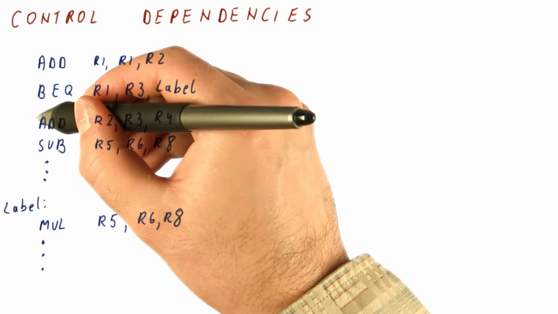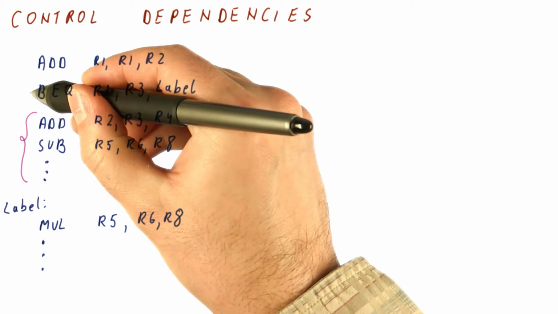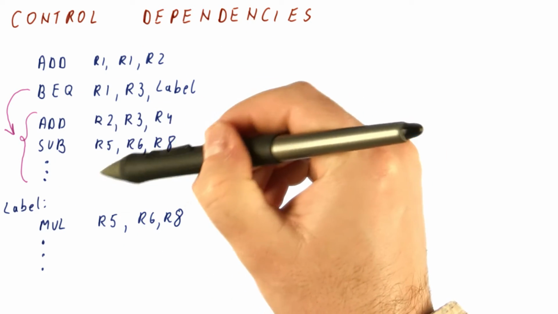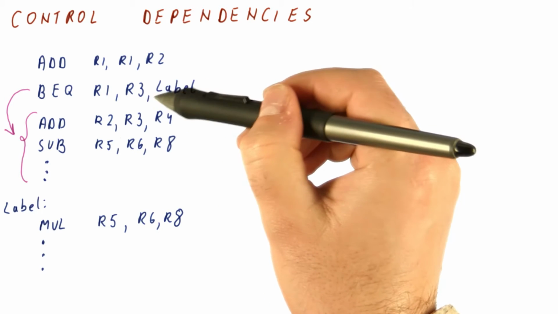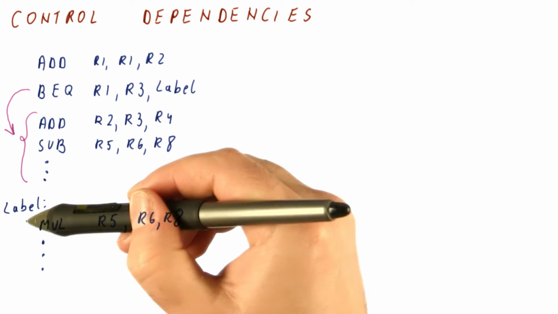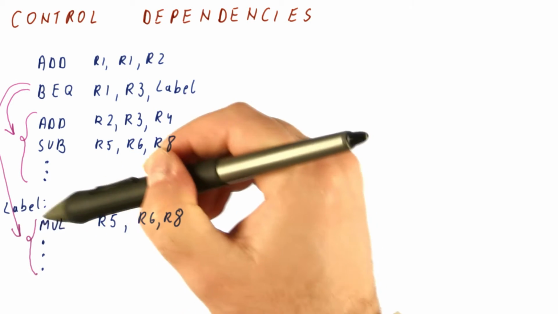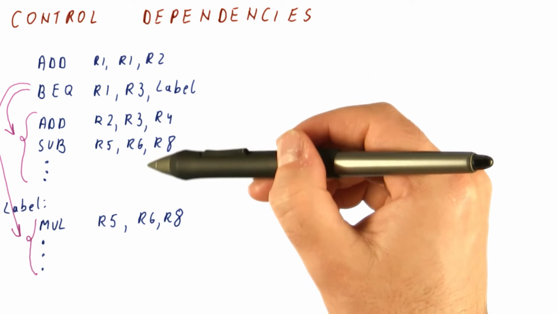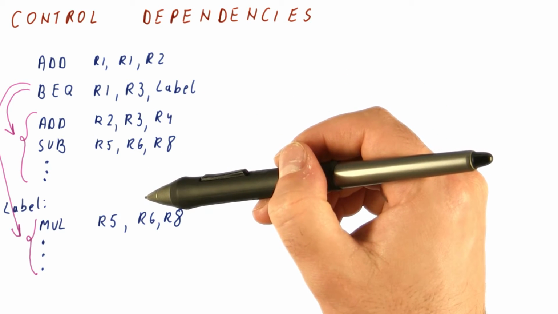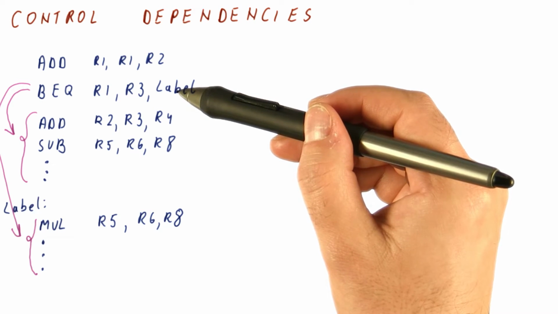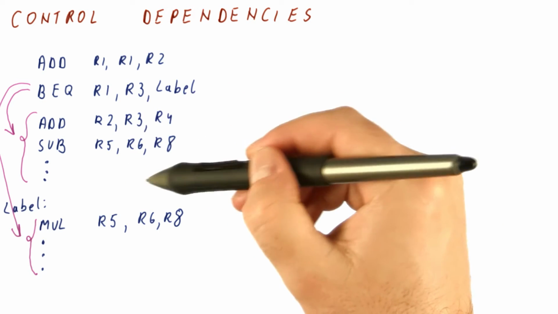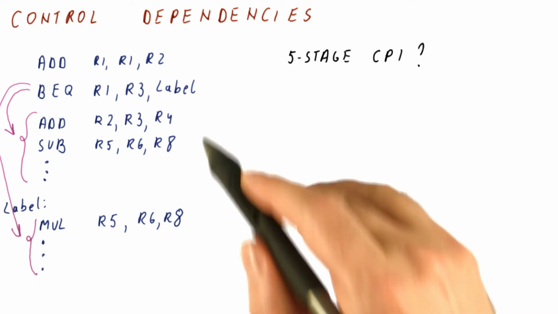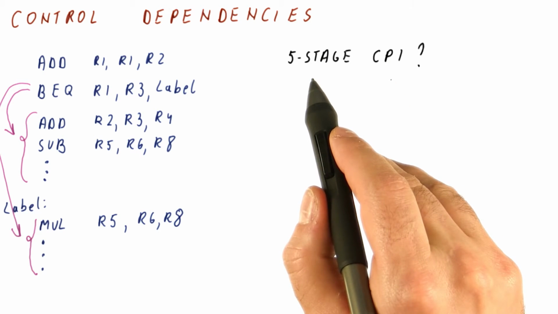We say that these instructions have a control dependence on the branch. Whether these instructions should be executed at all or not depends on the result of this branch instruction. Similarly, these instructions also have a dependence on the branch. So pretty much once we have a branch, all subsequent instructions that we execute have a control dependence on the branch. This really means that we don't know whether we should be even fetching these instructions until we figure out the branch. So let's see what control dependencies like this do to the CPI of our 5-stage pipeline.